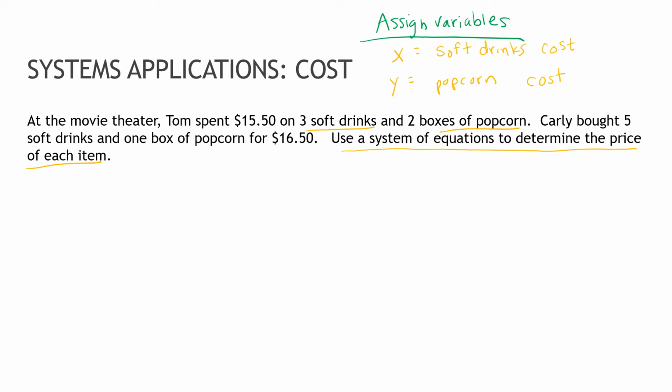So let's take a look now at the equations I can set up. We're going to look first at Tom. Tom spent $15.50 on 3 soft drinks and 2 boxes of popcorn. Let's make an equation from that sentence. Do I care about Tom? No, I just care about a person. Spent $15.50 total, so equals $15.50 on 3 soft drinks. So if I took 3 times the cost of a soft drink, that would be how much Tom spent on soft drinks. And 2 boxes of popcorn, again, boxes of popcorn cost Y dollars. So that's my first equation.